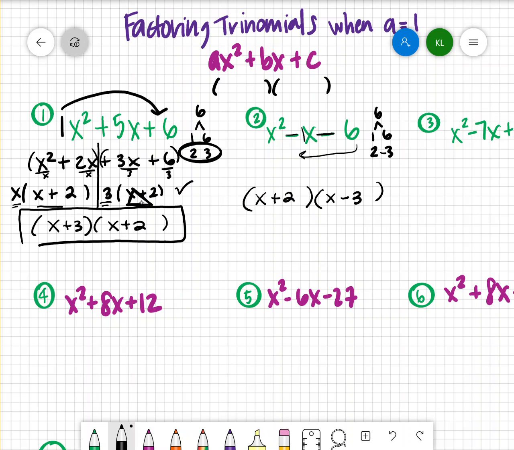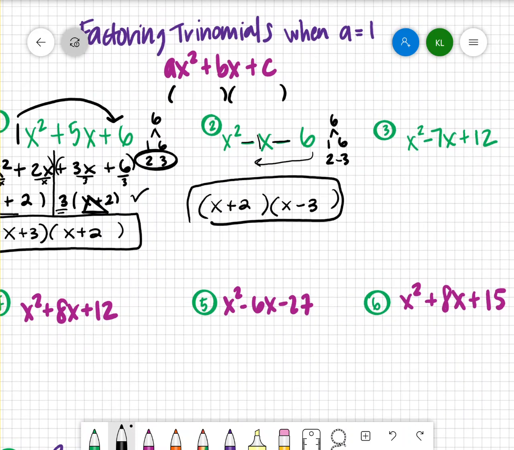So instead of going through this entire process of grouping them together, I can just take these 2 numbers and those are going to be my second terms. Again, if I'm unsure of this, I can always check my answer by multiplying or by foiling. So x times x is x squared. My outer term is negative 3x. My inner term is 2x. So negative 3x plus 2x is negative 1x. And then my last terms, 2 times negative 3 is negative 6. Okay, so that is a little bit faster. So that's probably the method that I'm going to use.